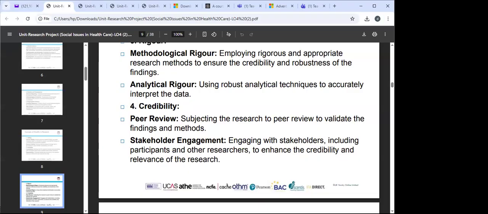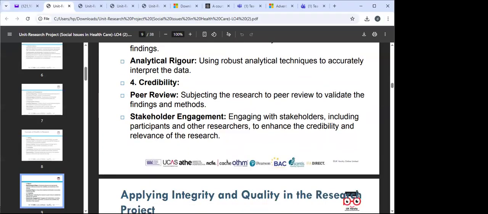Peer review. We said that it means subjecting the research to a peer review to evaluate the findings and methods. Peer review is when your own colleague reviews or critiques your research work. We call it peer review.